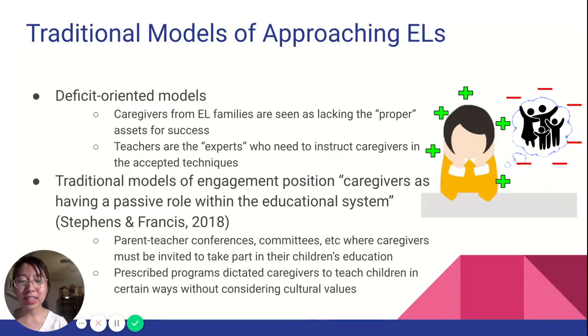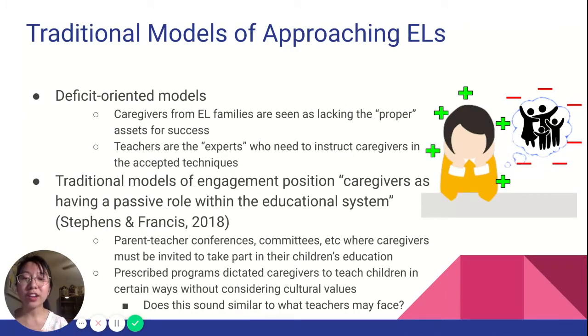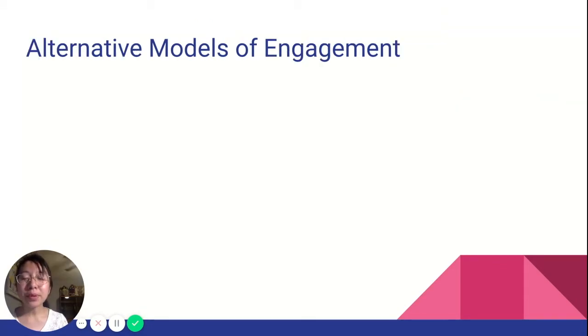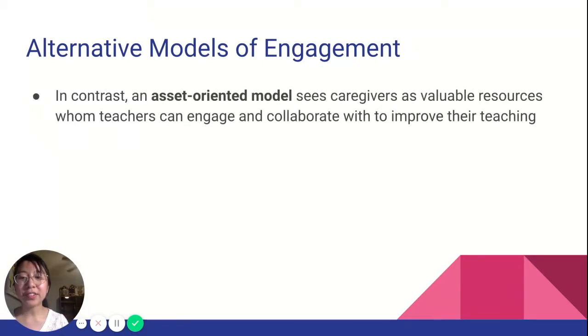And so you can imagine this model of prescribing certain ways or curriculum on the caregivers is quite similar to what teachers face in our everyday classroom. And so as we as teachers have learned, the best way for teachers to teach is to trust the teachers and let them do what they do best. And so the same applies to caregivers. That brings us to an alternative model of engagement, seeing the caregivers in an asset-oriented model that trusts them, respects their judgment, and empowers them to educate their children alongside the teachers.